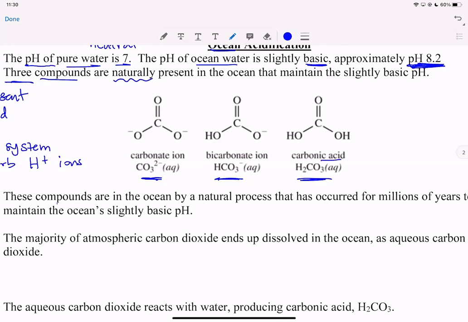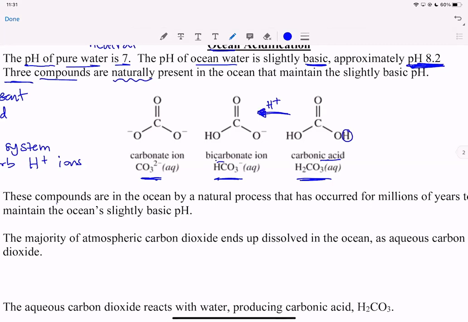Now, these three compounds are naturally present in ocean water and in your blood, and they are very similar. You can see from the structures that the difference between carbonic acid and bicarbonate is one hydrogen ion. If you rip off this one hydrogen ion, you'll get to bicarbonate ion. Or going the opposite direction, if you add one hydrogen ion, you'll end up with carbonic acid.